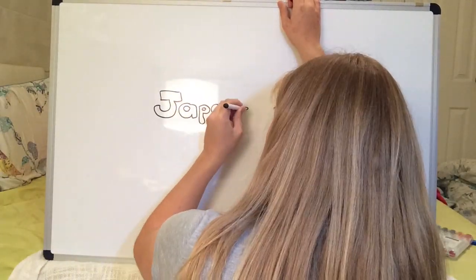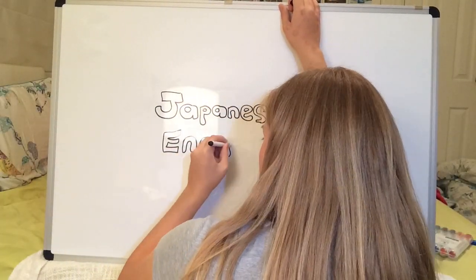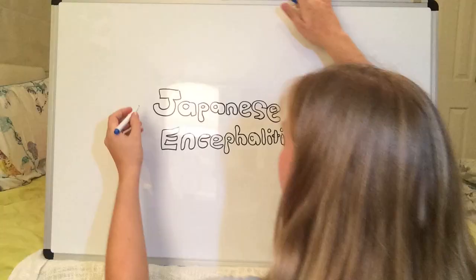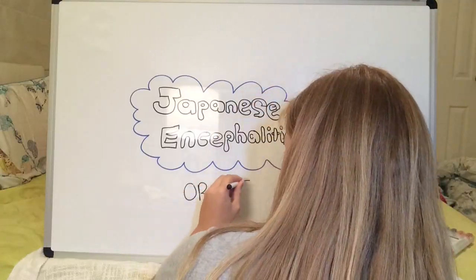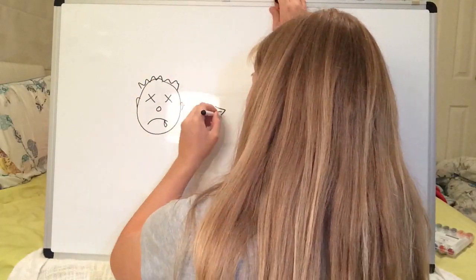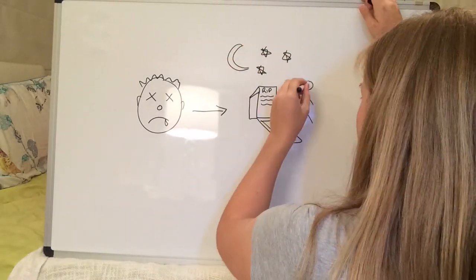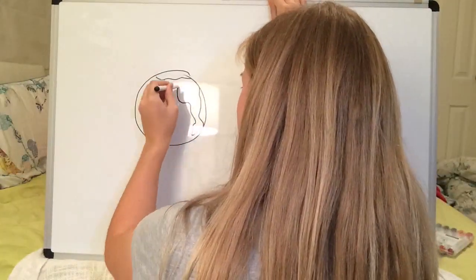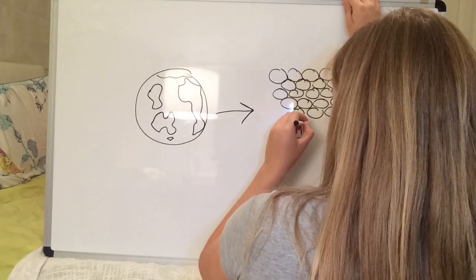JEV, or Japanese encephalitis as it is more commonly known, is a virus which can cause severe and even life-threatening symptoms in patients who have contracted the disease. It is the most significant of the encephalitis diseases, killing over 15,000 people annually.